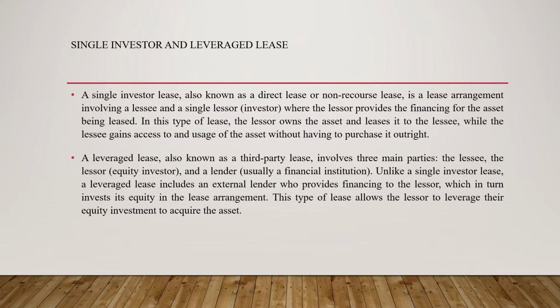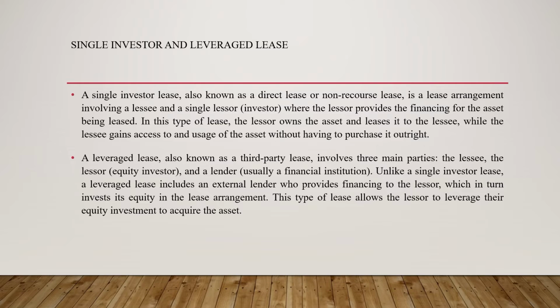Now coming to the third category of lease, that is single investor lease and leveraged lease. These two are distinct types of lease arrangements used in the world of finance and leasing. These lease structures vary in terms of their complexity, involvement of multiple parties and financial implications. So coming to the single investor lease, also known as direct lease or non-recourse lease, it is a lease arrangement involving a lessee and a single lessor where the lessor provides the financing for the asset being leased.